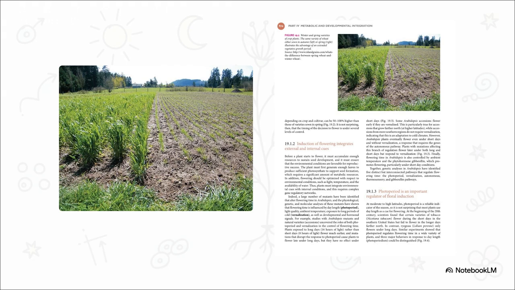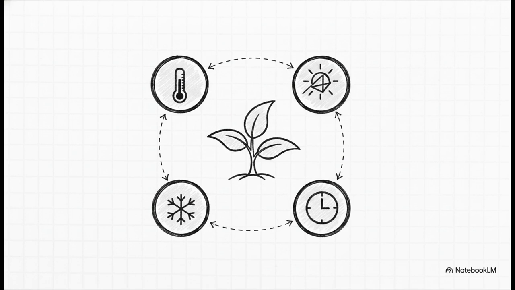So the plant is constantly calculating, checking if it has enough resources and if the environmental conditions are just right. And to make that calculation, the plant relies on a truly massive sensory network. It is integrating an extraordinary amount of data.